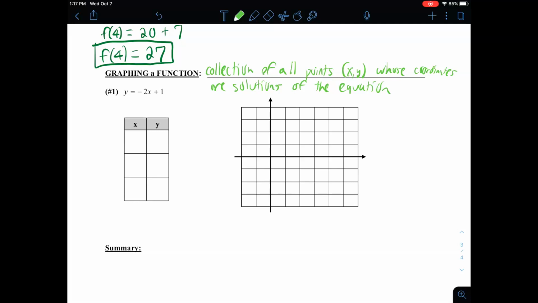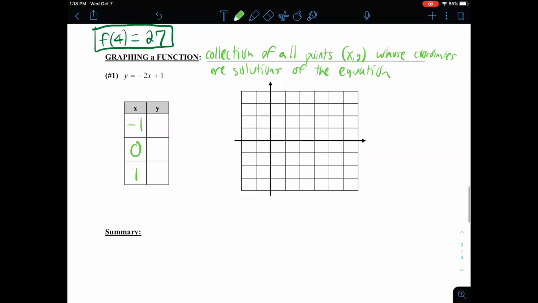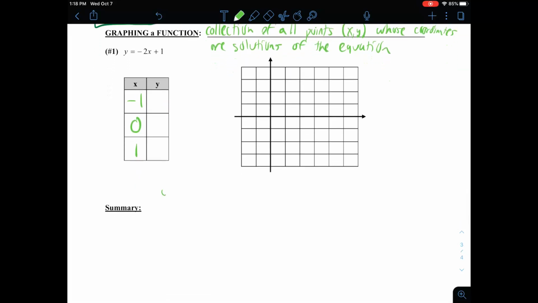So when you graph points and they make a straight line, everything on the line is going to be a solution because it would satisfy the equation here. So we're going to check the points -1, 0, and 1. Okay, so to find a solution, all you got to do is take this number and plug it in for x and then solve for it, and that will give you a solution, right? So let's go ahead and do that.